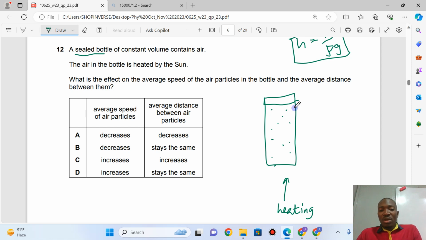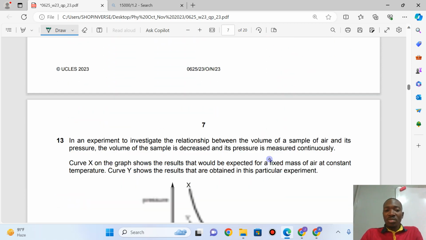If it was a balloon or an elastic container, an elastic vessel, then if you are increasing the temperature, the kinetic energy of the particles will increase, then volume has to increase in response to that. But since volume is not increasing, since it is not an elastic material, the distance between these particles remains the same. That makes B the correct answer to question number 12. We go straight to question number 13.